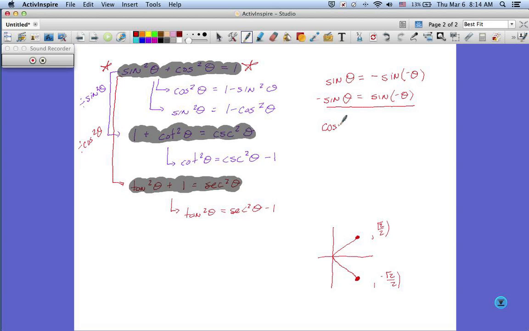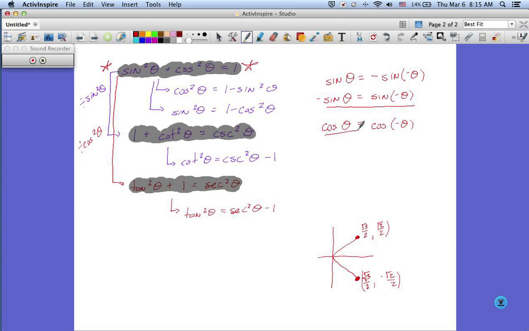Similarly, the cosine of theta, so now let's look up here, cosine of 45 degrees is root 2 over 2, and the cosine of negative 45 degrees is still root 2 over 2. So cosine of theta is the same as cosine of negative theta. And you can do a bunch of similar things with the relationships with negatives. I think I mentioned cofunctions there by accident.